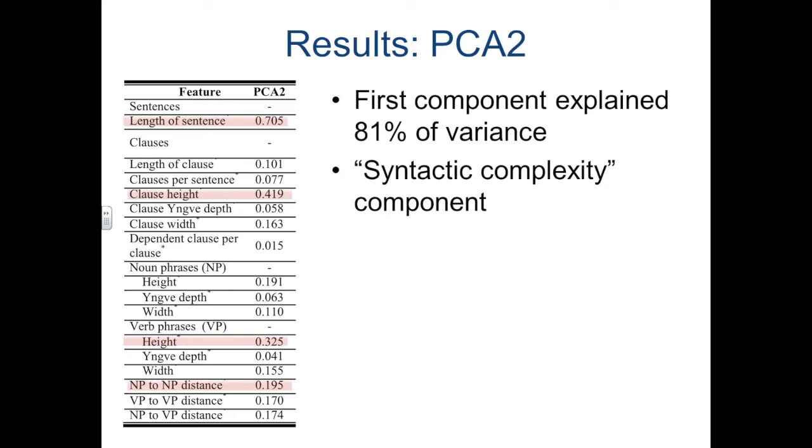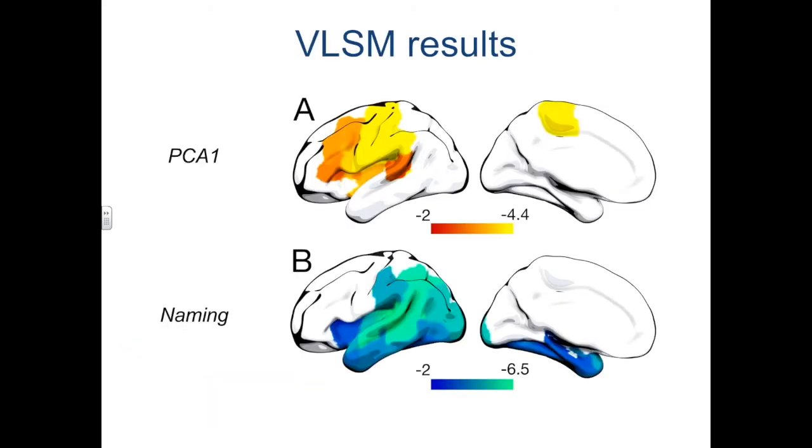When you look at the higher factor loadings, it's all things that really reflect more on structure complexity, like the length of the sentence, the height of the clause, the height of the verb phrase, the distance, so the number of elements that existed between a noun phrase and the following noun phrase. So these are our two main variables that we'll be trying to map, both with voxel-based and connectome-based lesion-symptom mapping. So let me take you through these figures.